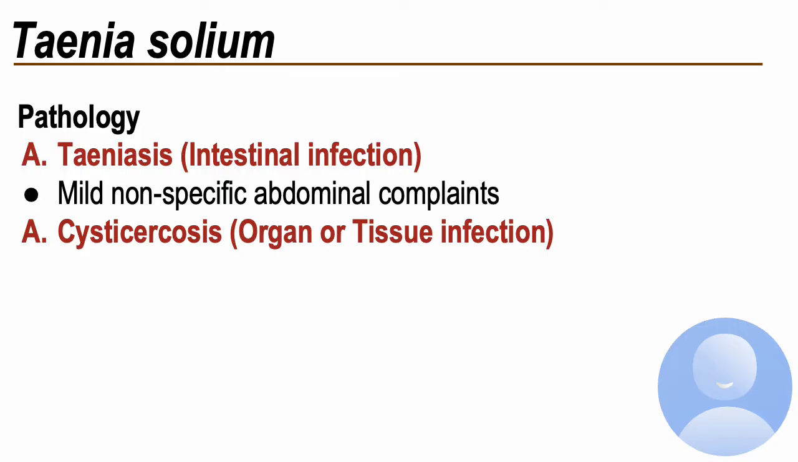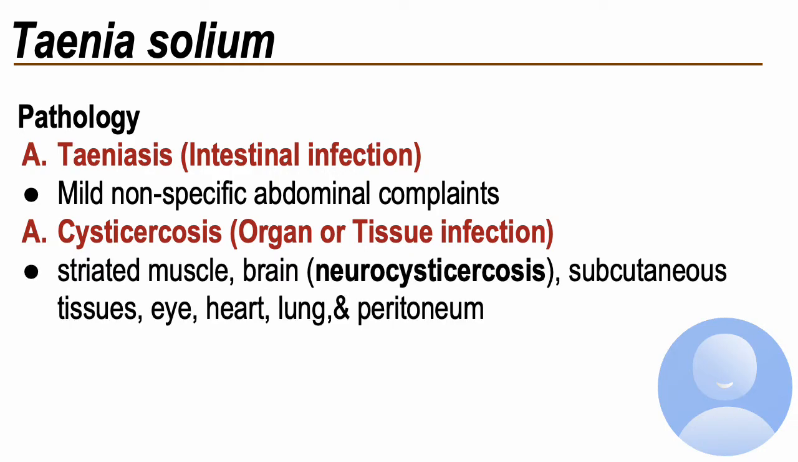Next one is cysticercosis. This is the organ or tissue infection where we harbor the larval stage instead. Here, Cysticercus cellulosae, or the infective larva, is seen in our tissues and organs, mainly our striated muscles, the brain, subcutaneous tissues, eyes, heart, lungs, or even the peritoneum. But the most fatal one here is the dislodgement of the larva in the brain tissues, called neurocysticercosis.